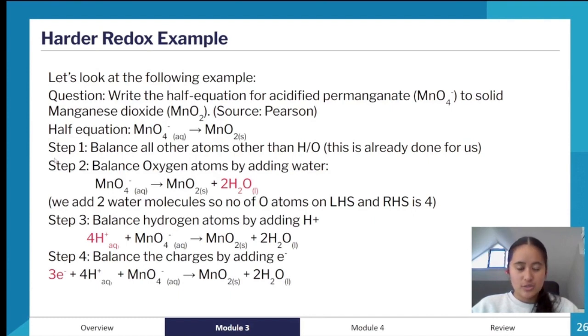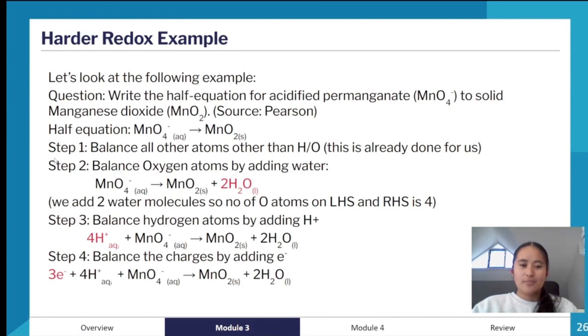So the 2 H2s means it's 4 hydrogens that we need to add to the other side, and then we need to balance the charges by adding electrons. So you have 2 neutrals on the other side, and it's also a neutral on the left side. On the right side, since you have the solid and the liquid, those both don't have any charges. Charge is 0. But on the right side, we have that 1 negative from the acidified permanganate, and then we have the 4 positives from that hydrogen ion. So that means that overall we need 3 electrons to balance it out, and there you go.